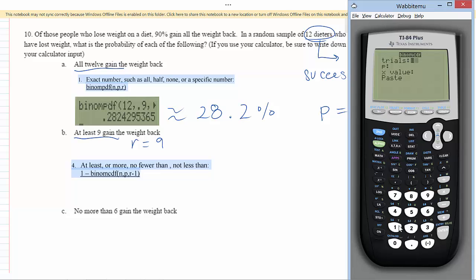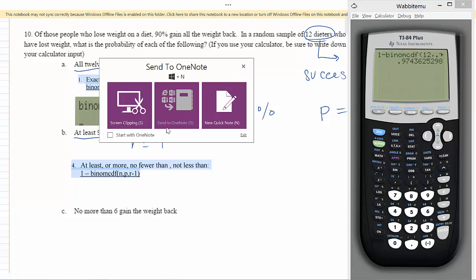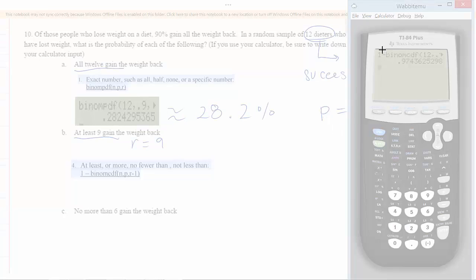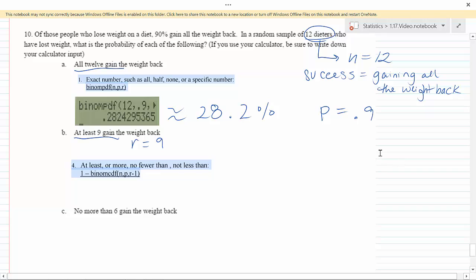We have 12 trials. We have a probability of success of 0.9, and here we're looking for r minus 1. Our r is 9, so I'm going to type in 8. And I get this probability of 97.4%. So of those 12, having at least 9 gain back all their weight after their diet is a 97.4% chance of that happening.